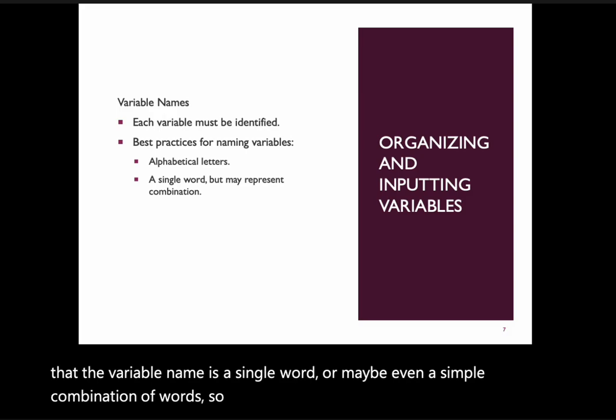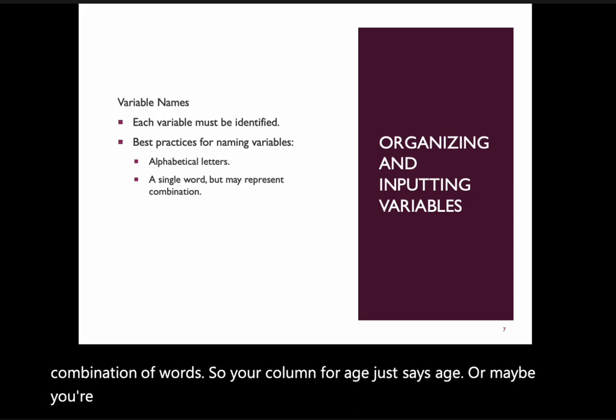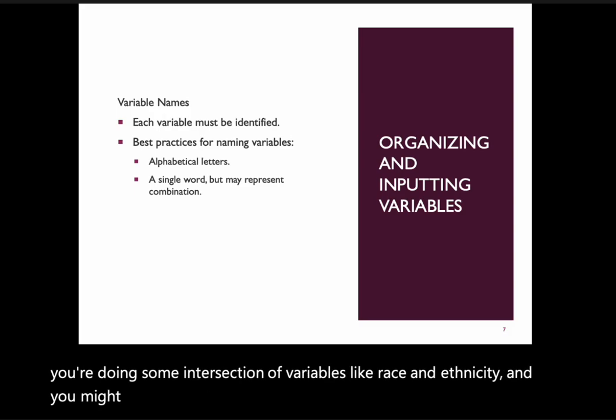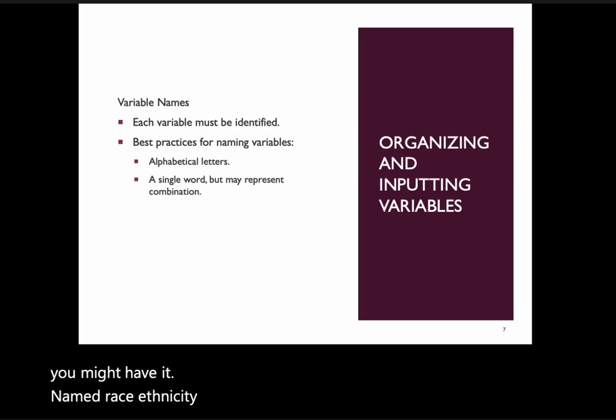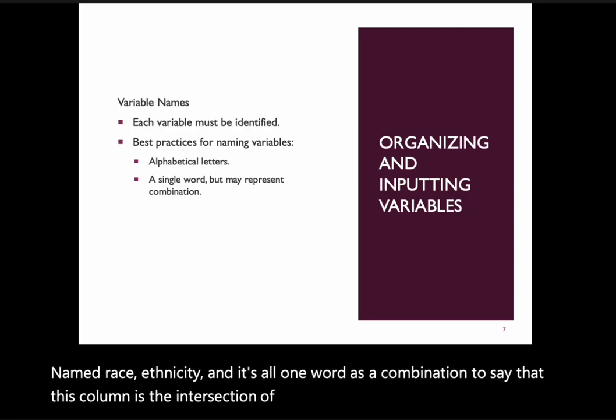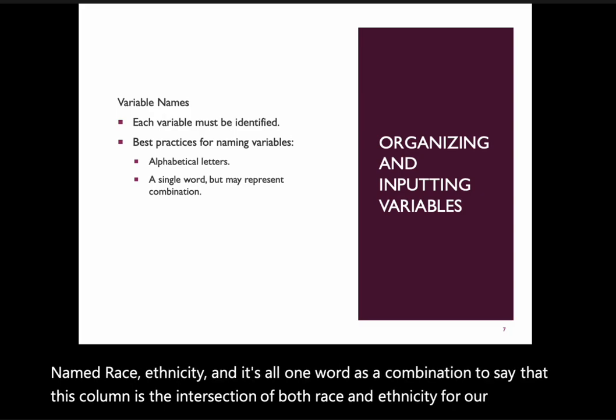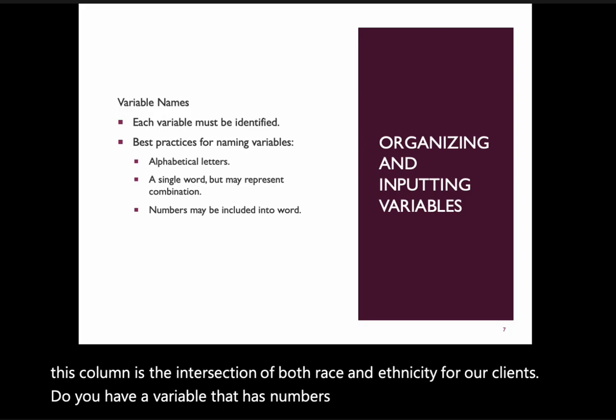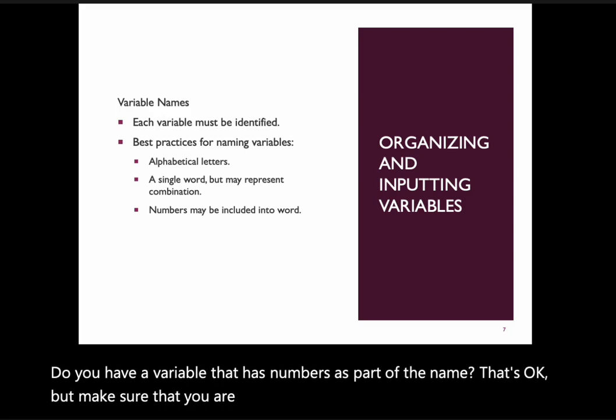So your column for age just says age. Or maybe you're doing some intersection of variables like race and ethnicity, and you might name it race ethnicity, all one word as a combination to say that this column is the intersection of both race and ethnicity for our clients. If you have a variable that has numbers as part of the name, that's okay, but make sure that you are ideally incorporating them into a single word.